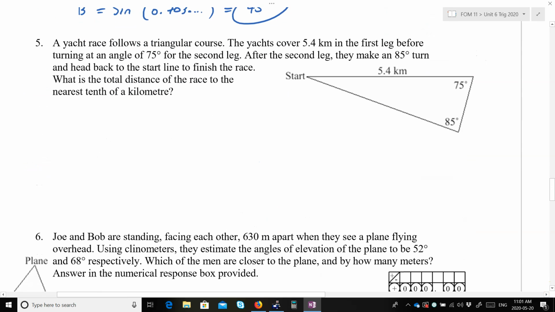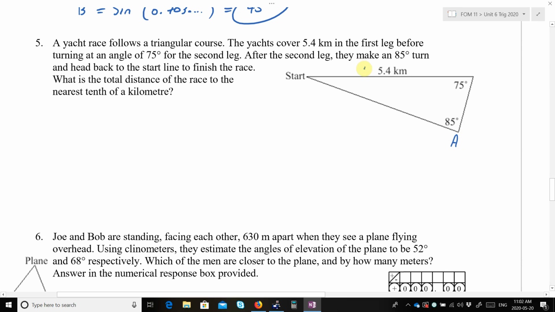Alright, number 5. A yacht race follows a triangular course. The yachts cover 5.4 kilometers in the first leg before turning at an angle of 75 degrees. After the second leg, they make an 85-degree turn and head back to the start line to finish the race. What is the total distance of the race to the nearest tenth of a kilometer? So the total distance. Okay.